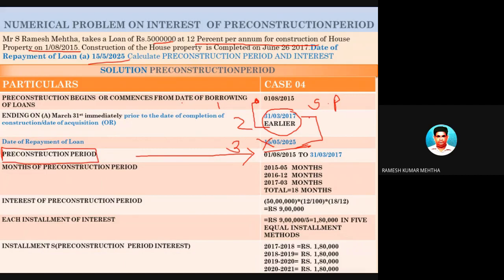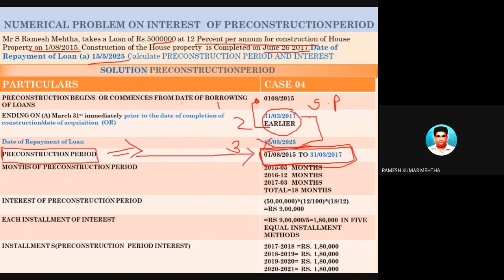Now for this pre-construction period, whatever interest the person who has borrowed from the bank is paying, as there was no existence of the house, because the house came into existence on 26 June 2017, until such time he was not allowed a deduction under income from house property. Whatever interest you are going to pay or he has paid will be allowed as deduction.